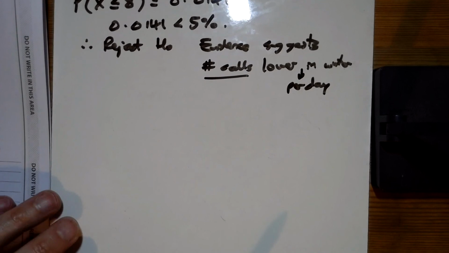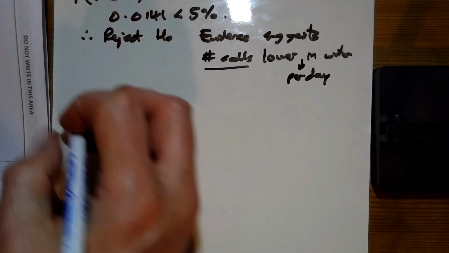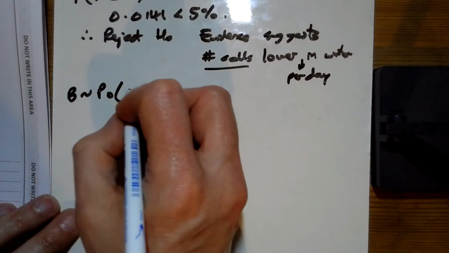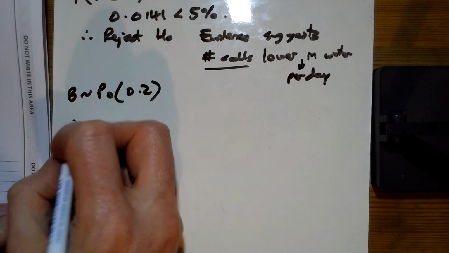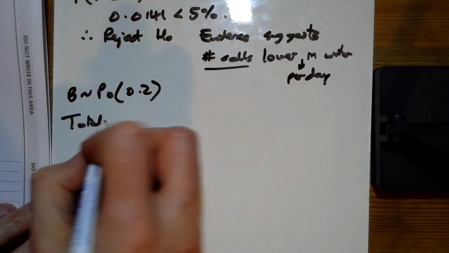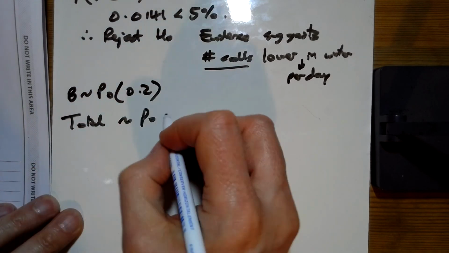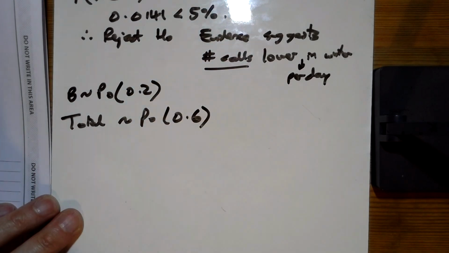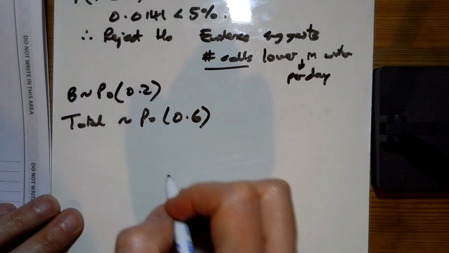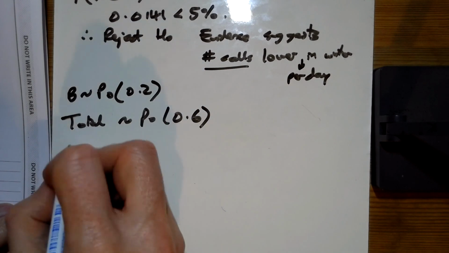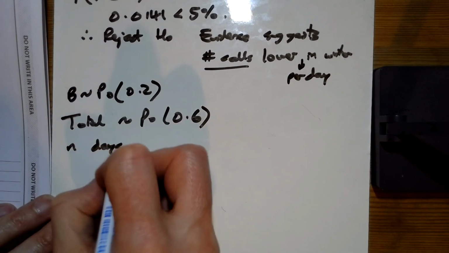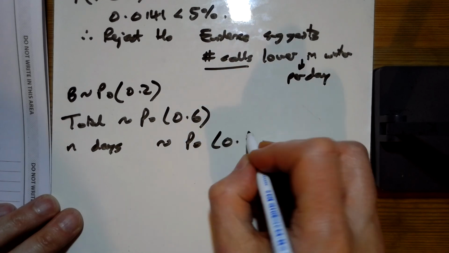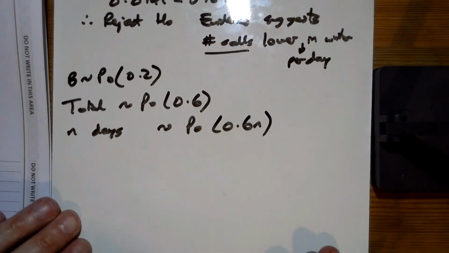Now, lots of reading going through to the last bit. This is quite nice though, isn't it? So B is a Poisson with a mean of 0.2. So the total is a Poisson with a mean of 0.6, isn't it? But how many days are we going to go? So for n days, then we're a Poisson with a mean of 0.6 times n.